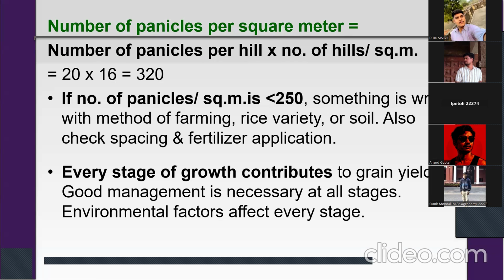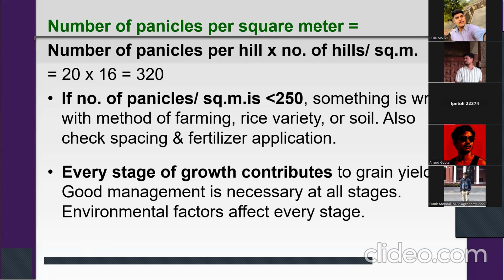Suppose this is just one example, one message to you. If the number of panicles per square meter is less than 250, something is wrong. It means it is too low. The number of panicles is too small. The yield will be low. So we need to check whether the method of farming was wrong, the variety was wrong, or there was some problem with the soil.